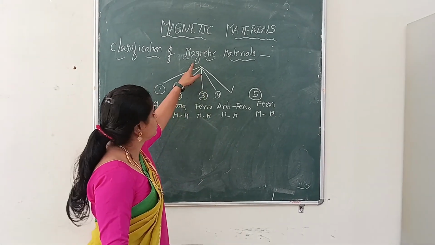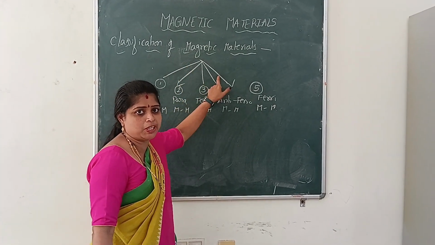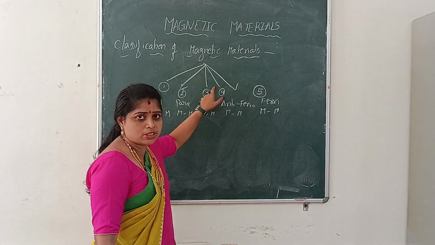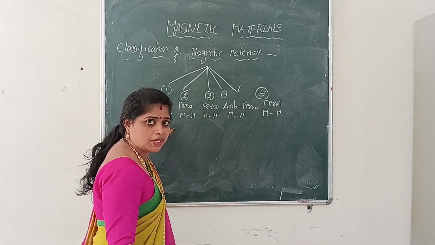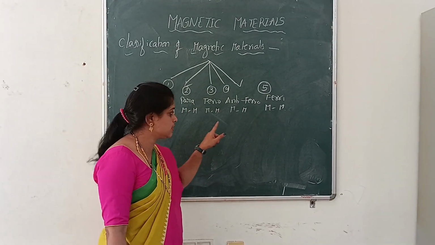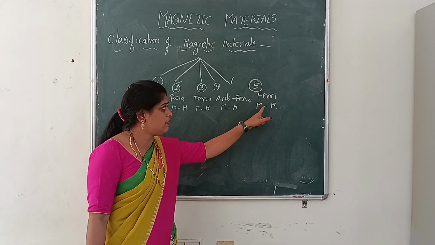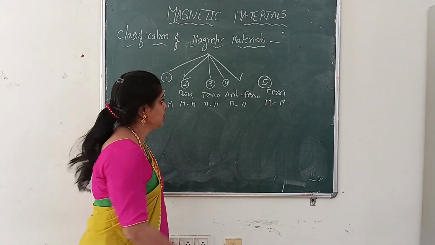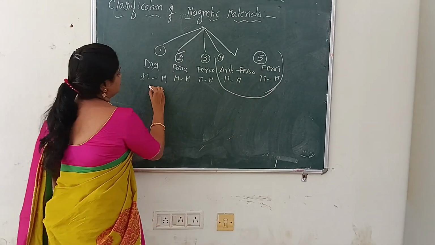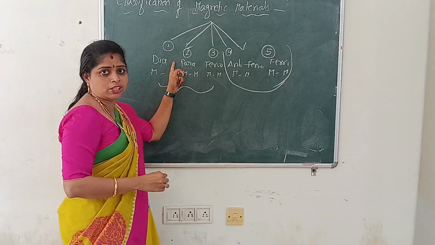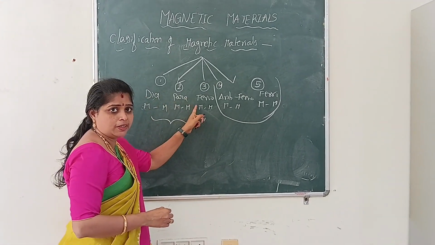Friends, today I am going to teach about classification of magnetic materials. Due to the dipoles, magnetic materials can be divided into 5 types: diamagnetic materials, paramagnetic materials, ferromagnetic materials, antiferromagnetic materials, and ferrimagnetic materials. Here you have to concentrate on the first 3 magnetic materials: dia, para, and ferro.